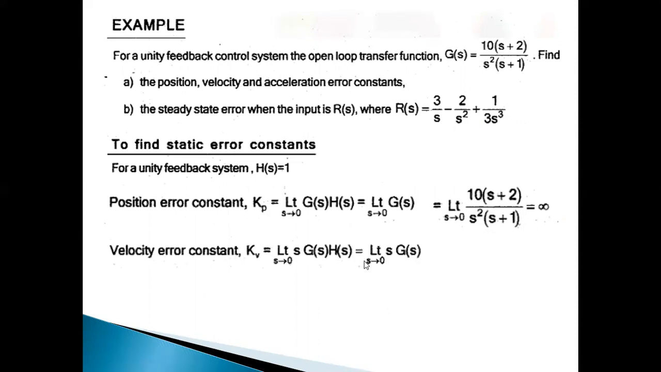Next, velocity error constant means Kv is equal to limit s tends to 0 of s into G of s H of s, which is equal to limit s tends to 0 of s into G of s. H of s value is equal to unit value. Now find out. Again, its value is also equal to infinity because of the pole present in the denominator. Similarly, find out the acceleration error constant.